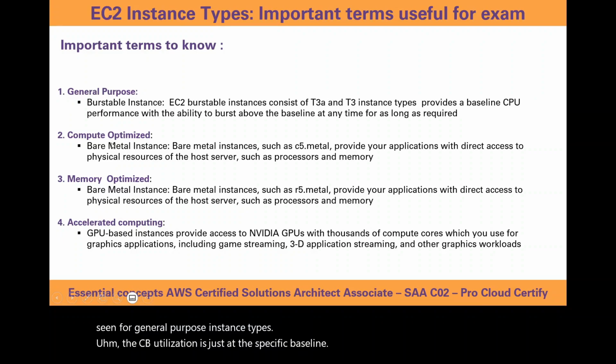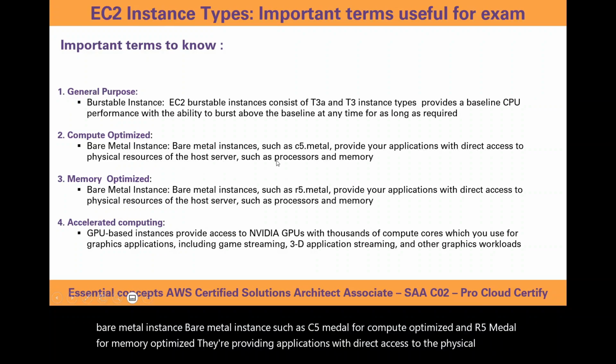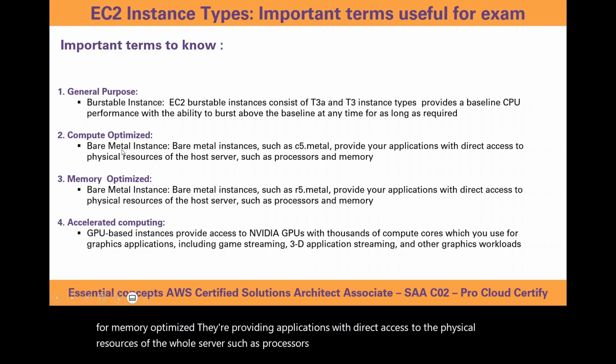For compute optimized and memory optimized instances, you may at times require selecting a bare metal instance, such as C5 metal for compute optimized and R5 metal for memory optimized. They provide the applications with direct access to the physical resources of the host server, such as processors and memory. So the use of the bare metal instance helps in further enhancing performance.